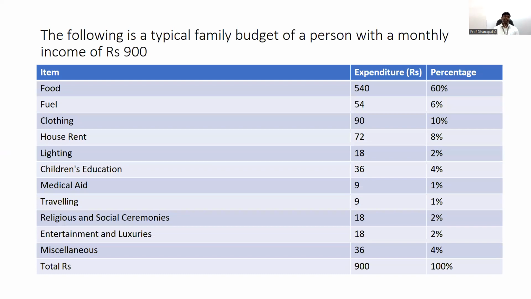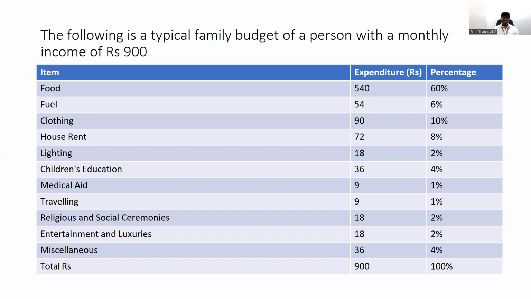Now, here is an example of how much expenditure we have. The following is a typical family budget of a person with a monthly income of rupees 900. Out of 900, how are we planning our monthly budget, and what percentage are we using from our total income? The total monthly income is 900. Out of 900, we are spending 540 on food.